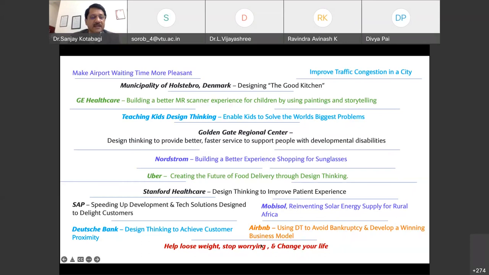See, this one more is Stanford Healthcare design thinking to improve patient experience. Many a time when patients enter the hospital, they have a lot of physical pain due to some ailments. At the same time, they have some economic pains because they will not be able to take care of the expenses. With design thinking, we can really look into this kind of problem.